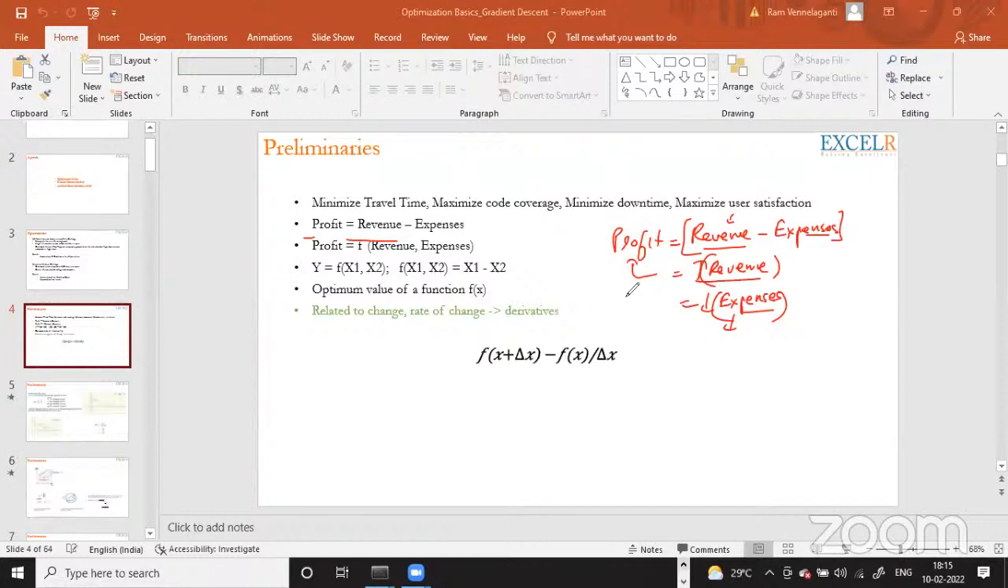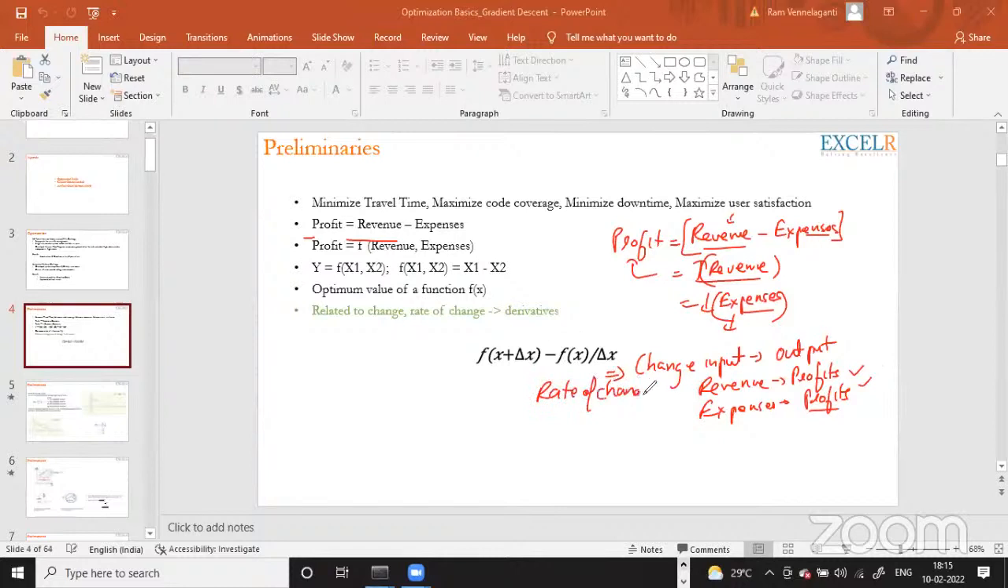So what is the idea? If we try to simply change our input, how is it going to affect our output? If I change my revenue, how is it going to impact my profits? If I change my expenses, how is it going to impact my profits? This is what I want to understand. This rate of change I want to understand. What is the impact of my independent variable on my target variable? I want to study that.